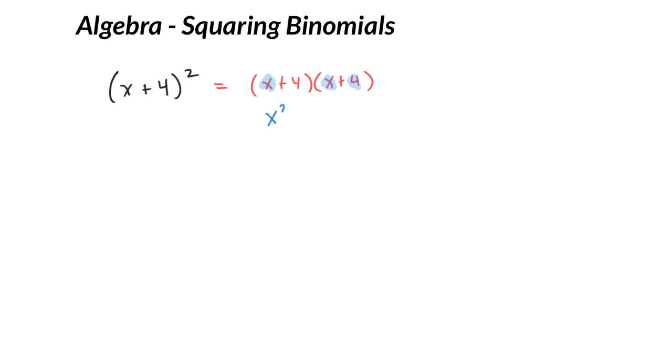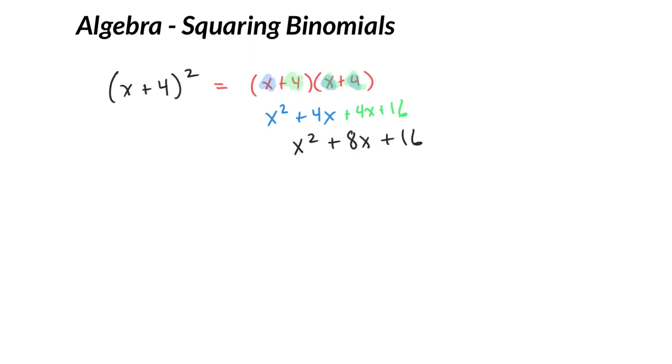So x times x, and x times 4. And then moving on to our 4 and multiplying that by both pieces. So 4 times x and 4 times 4. Now you'll see that, if you say, well, x squared, yeah, there's an x squared. 4 squared, yeah, there's a 16. But there's also this middle part. So the final answer is x squared plus 8x plus 16.